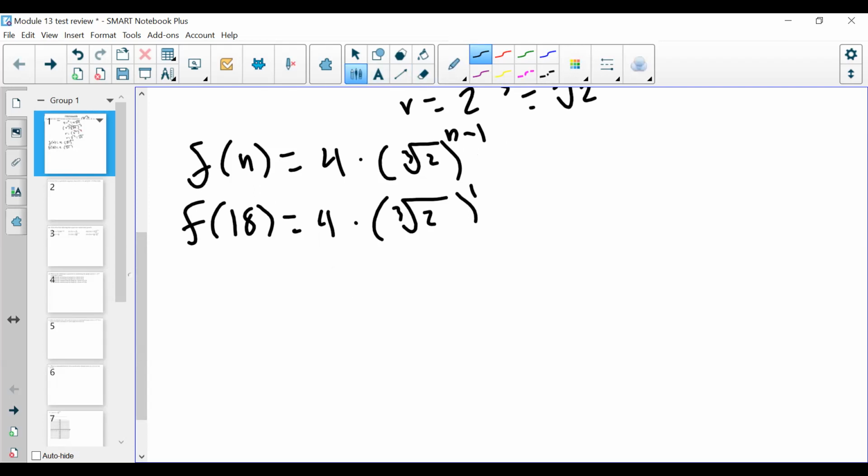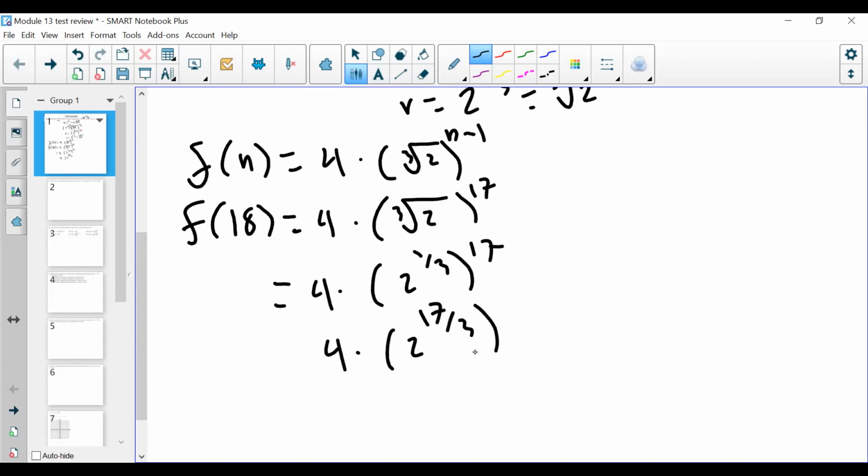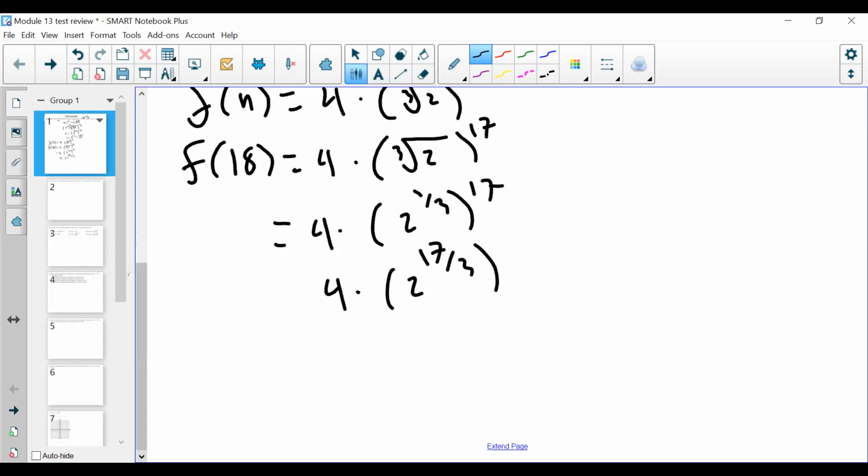So 18 minus 1, that's 17. So we have 4 times 2 to the 1/3 times 17, which we can say is 4 times 2 to the 17 over 3. I don't ever want an exponent like that. I'm going to reduce it. And that's the same thing as saying 4 times 2 to the 17 over 3 is the same as 2 to the 5th times 2 to the 2/3. Right, 3 goes into 17 5 times with a remainder of 2.